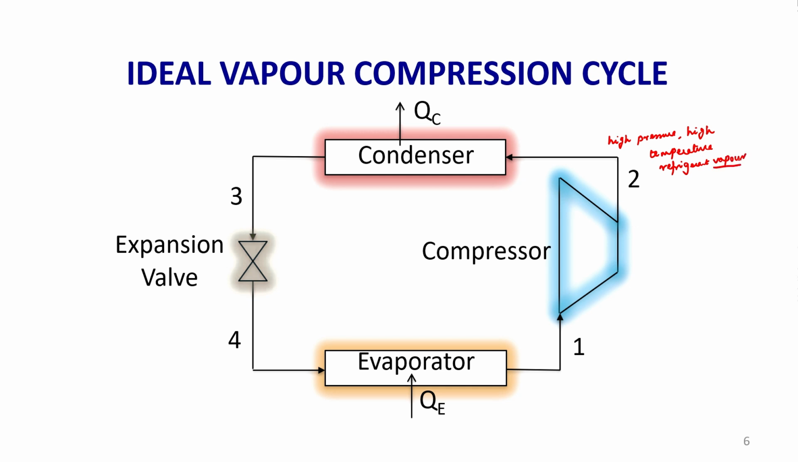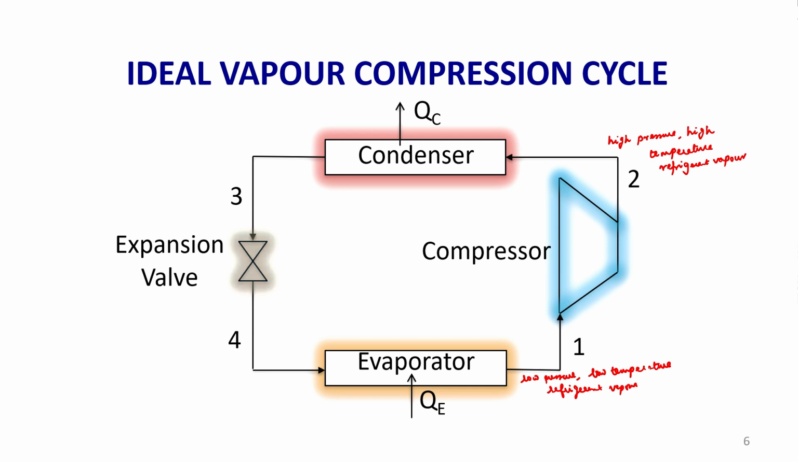Okay. So here it is low pressure, low temperature refrigerant vapor. Compressors are designed for compressing gases and not for liquid. So here also it is vapor, here also it is vapor. Okay, so there is no change.